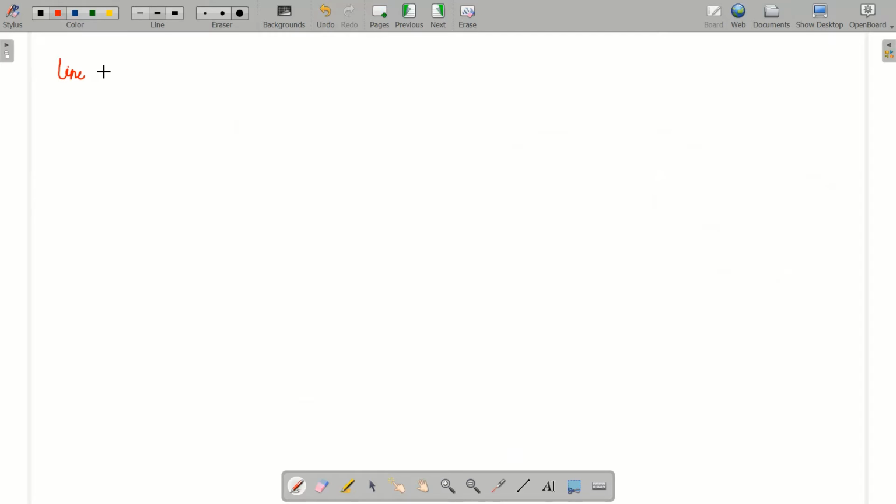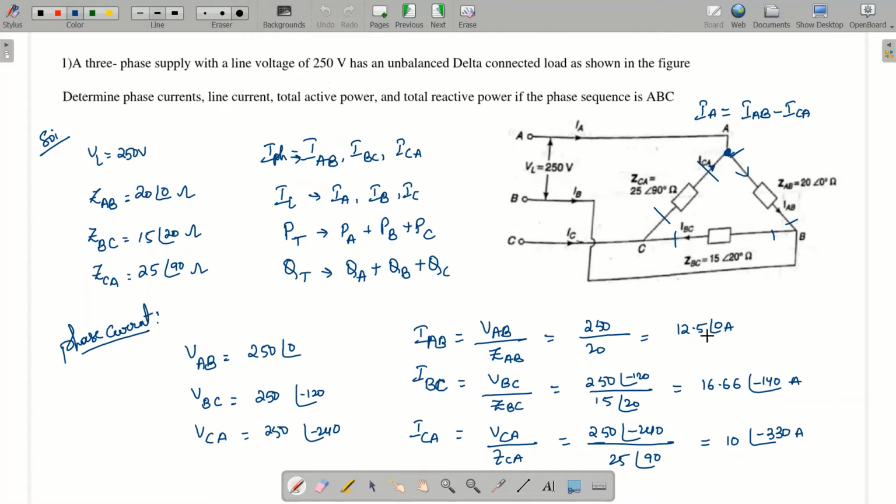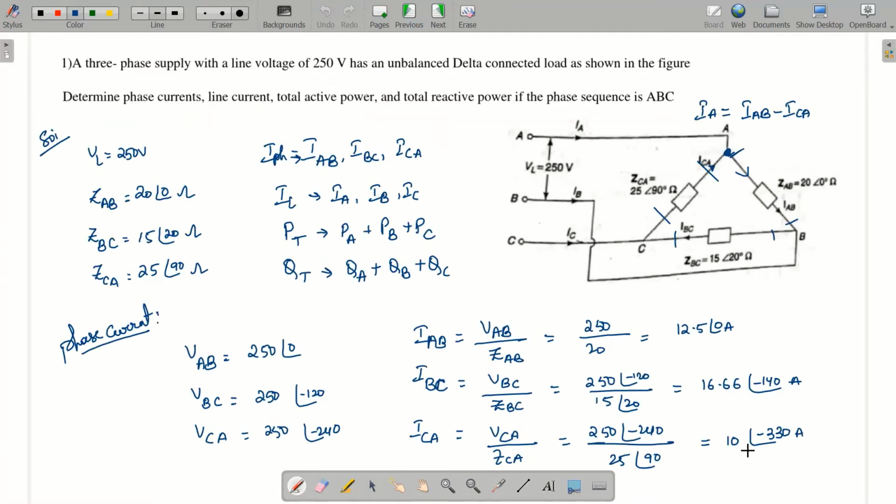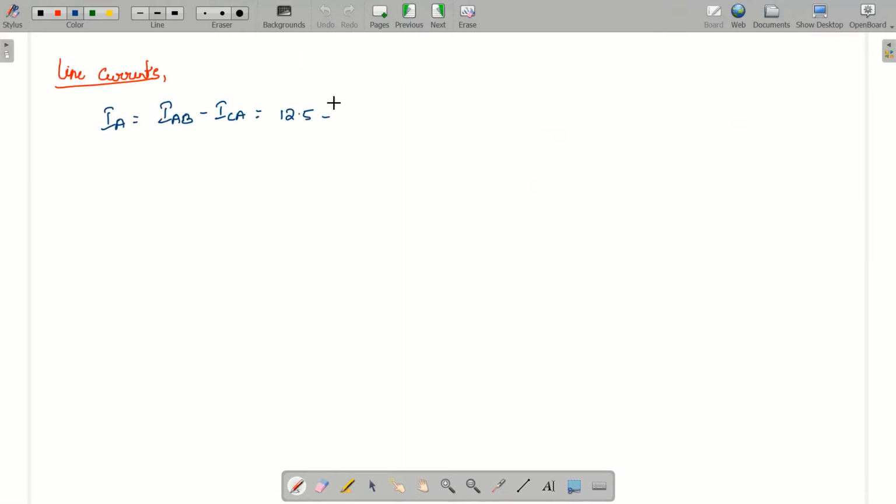Line currents. Line current IA equals IAB minus ICA. So what is the value of IAB? IAB is 12.5 minus ICA, 10 at an angle of minus 330.